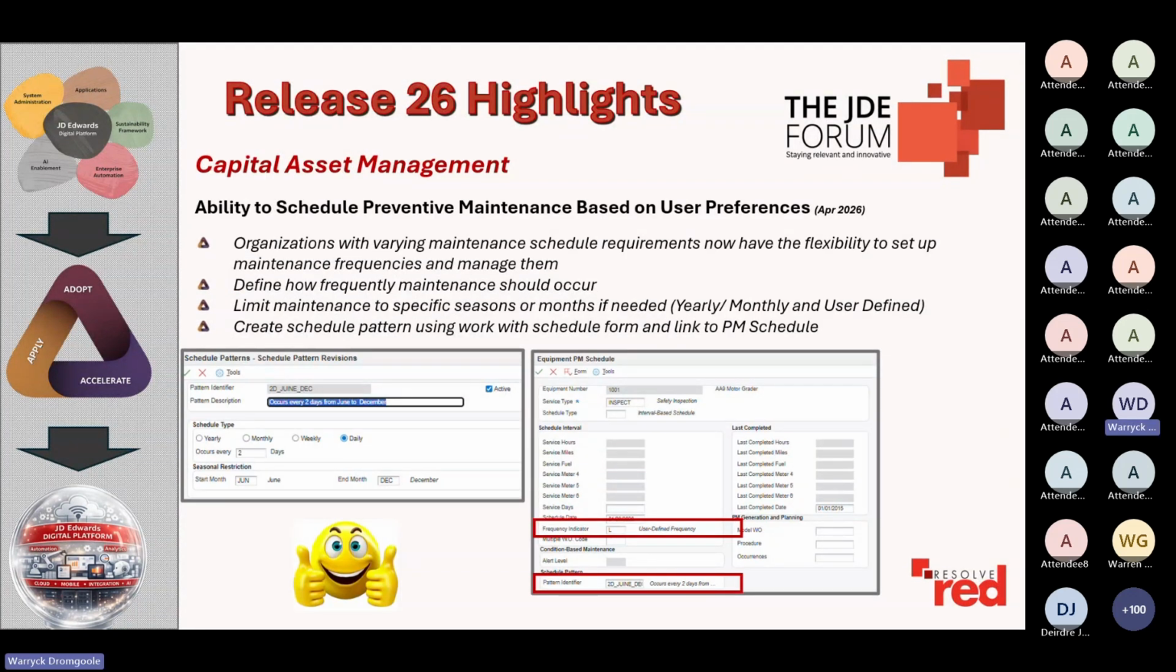On capital asset management, you have the ability to schedule preventative maintenance based on user preferences. So now you have the flexibility to set up varying maintenance frequencies. You can limit maintenance schedules to specific seasons or months if required. So you can create a scheduled pattern, for example, it occurs every 2 days, and you can specify a from and to month. And then you can attach this pattern to your PM schedule by indicating a user-defined frequency and entering your pattern identifier.